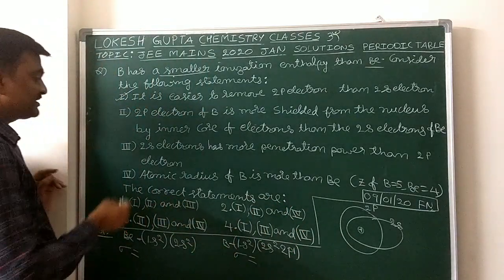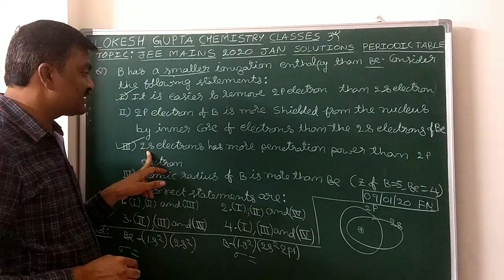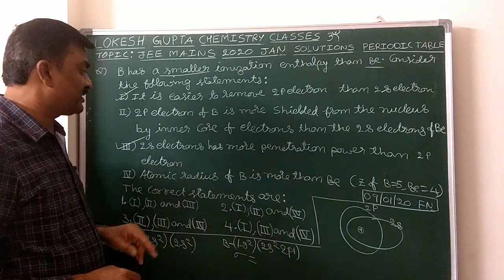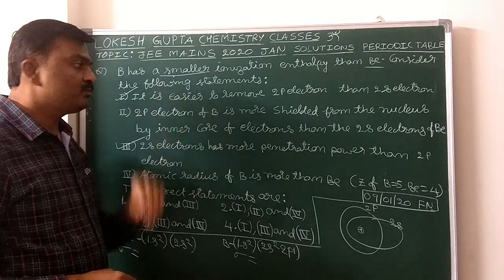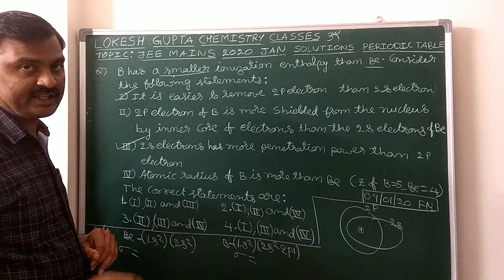So this third statement is also correct. 2s electrons have more penetration power than the 2p electrons. So this statement is also correct.